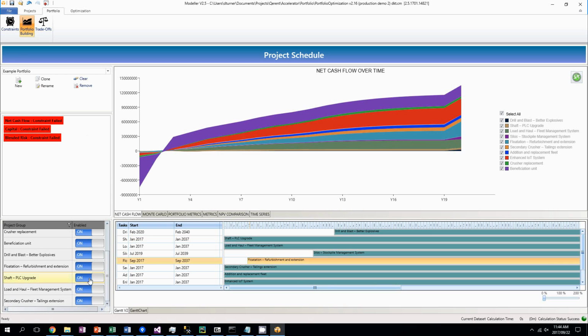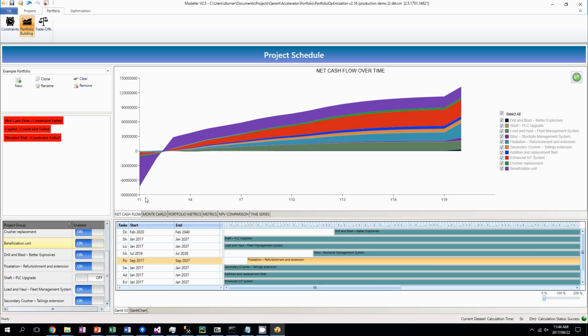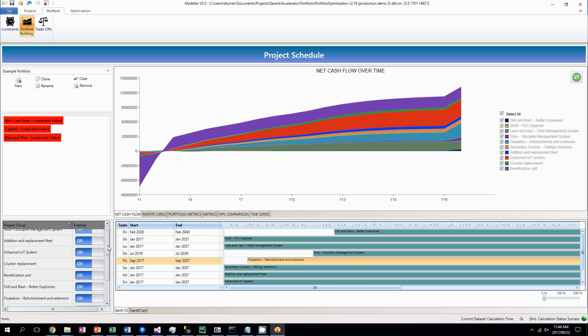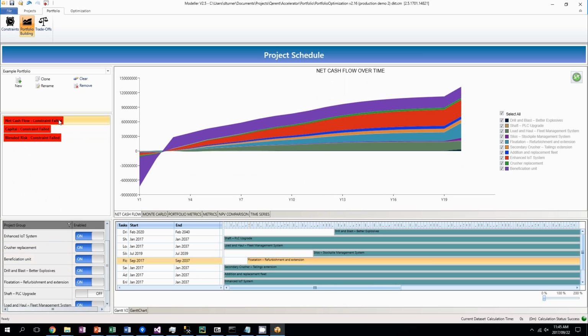And one can also switch on and off entire projects and see exactly what effect that has on the cash flow. So we can see that the beneficiation unit was quite a high capital project, and that's represented by the purple area on the cash flow chart. And so by switching that off, we end up with a relatively low capital portfolio. At the same time, it's showing us a list of constraints that we've set up on the portfolio, and which of those are satisfied by our current selection of projects and timings.